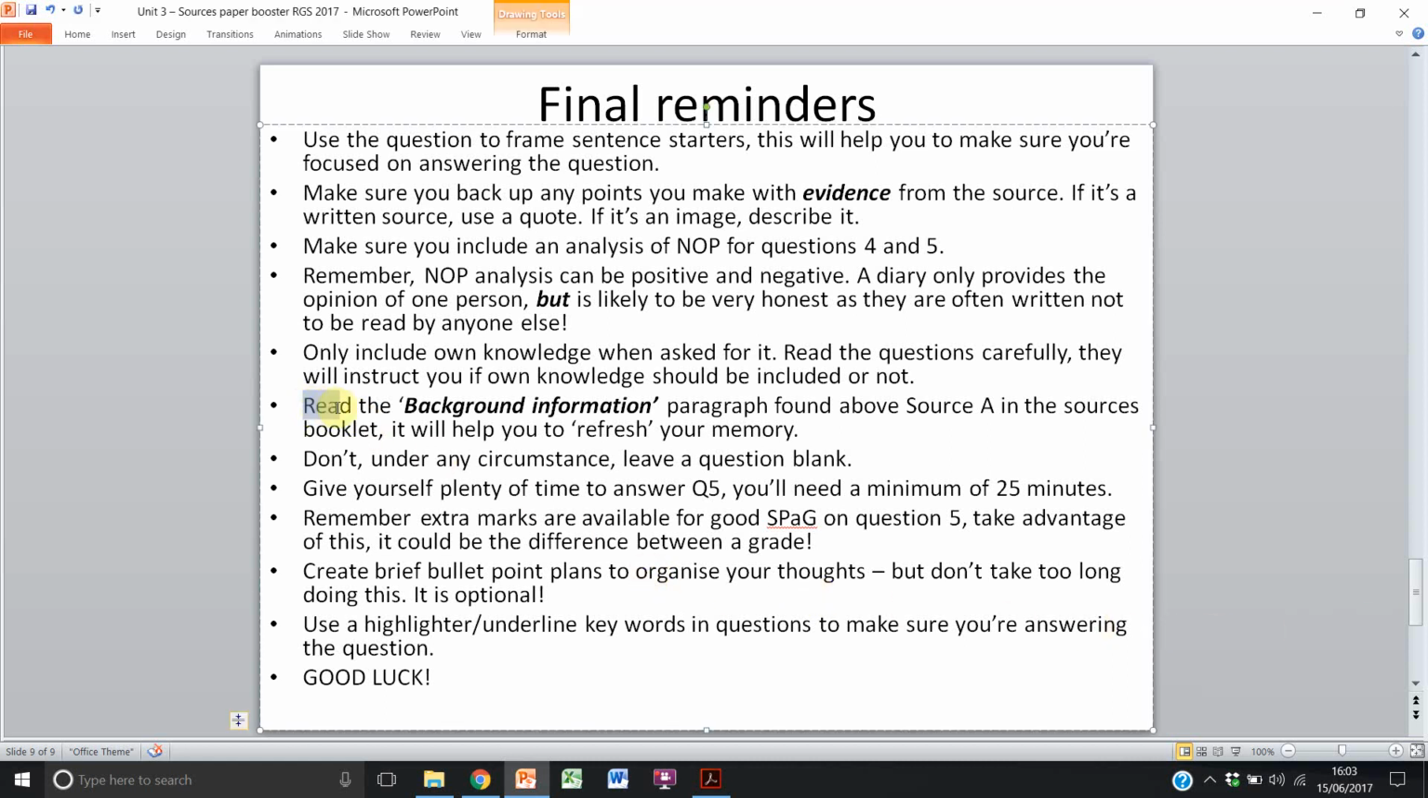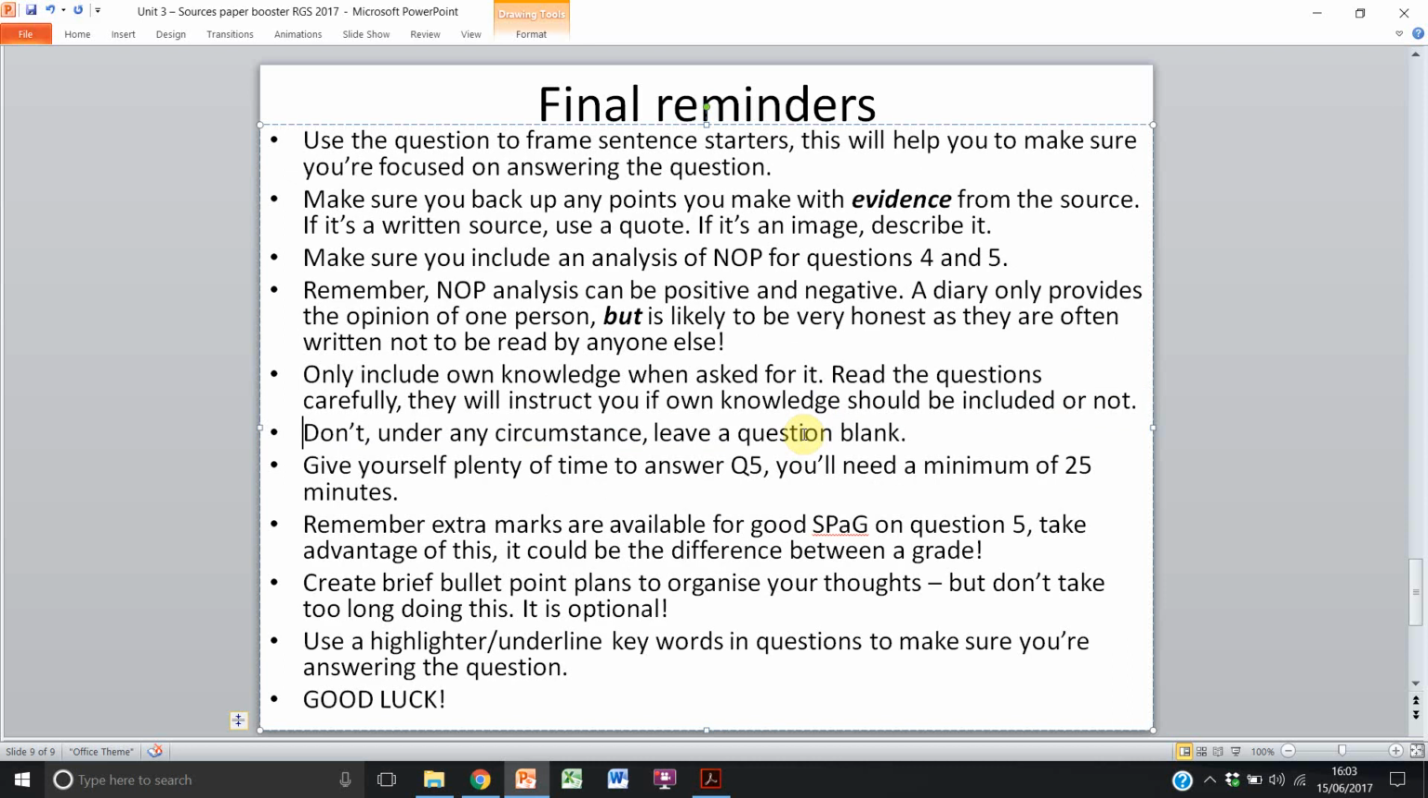Ignore this bit here, okay? Unfortunately, for you guys, there used to be a paragraph at the start of the options booklet that was called background information, and it gave you a little summary about the topic of the sources. That's not included in your paper, sorry about that.